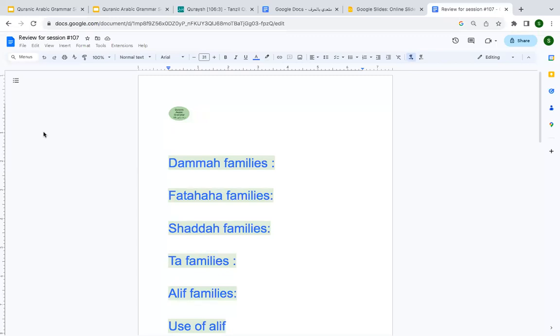Bismillahirrahmanirrahim. So the first question for your review today is, what are the Dhamma families in As-Salasi Al-Mazid Fihi? Barakallahu feek. So, Babe Taf'il, Babe Mufa'ala, and Babe If'al, right? 2, 3, 4. Alhamdulillah.